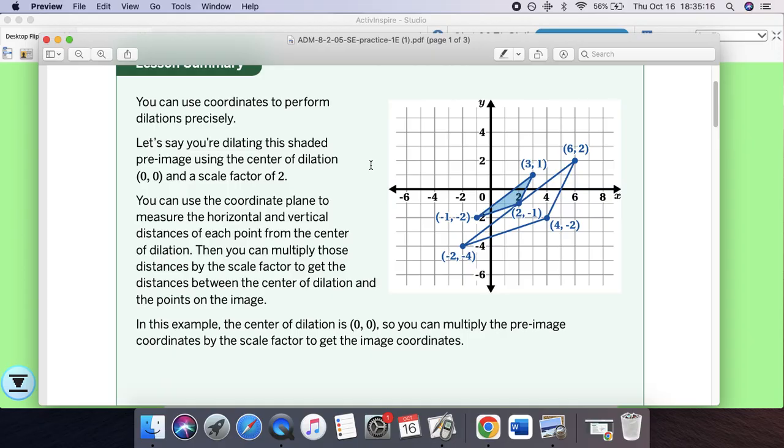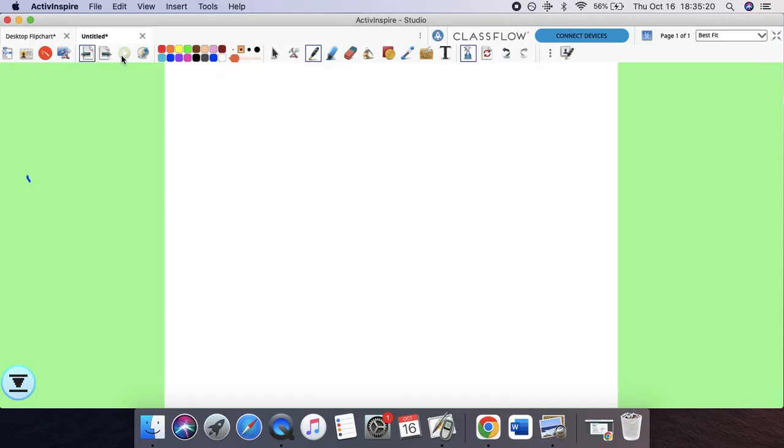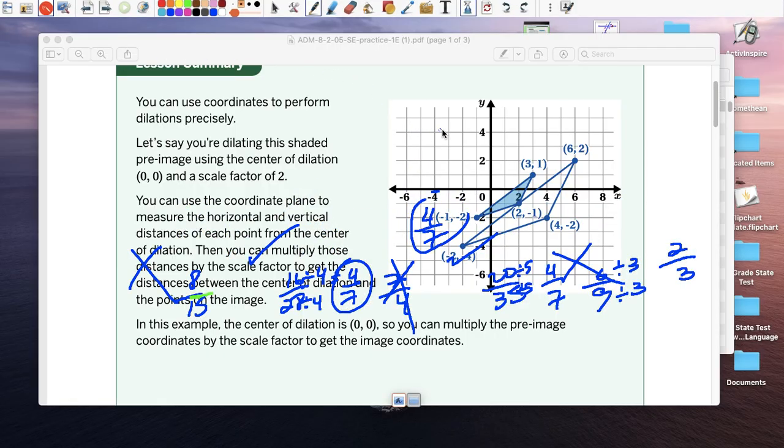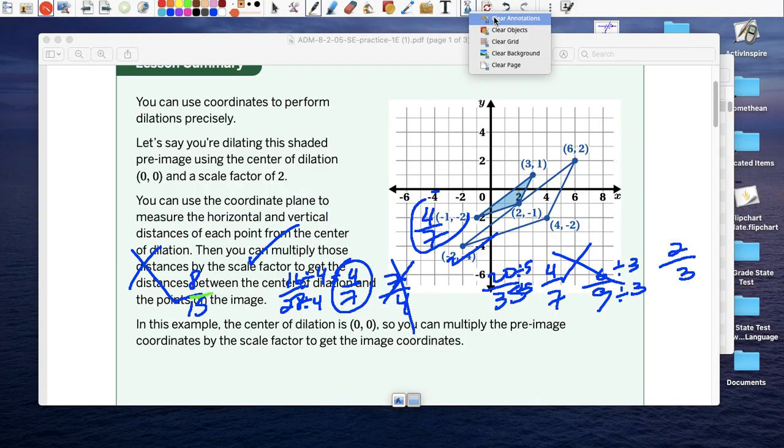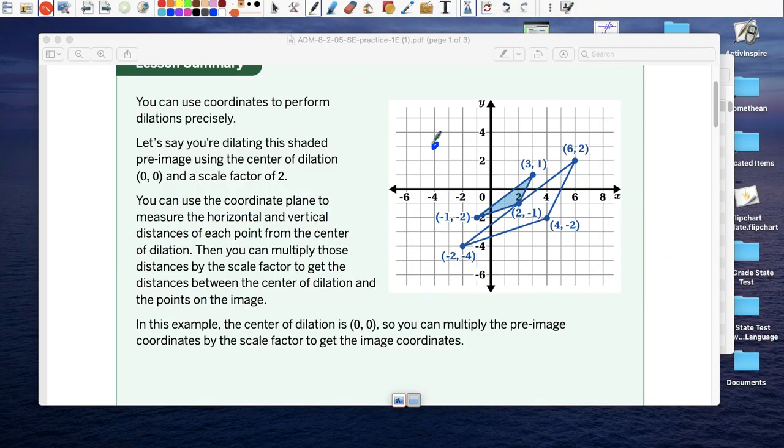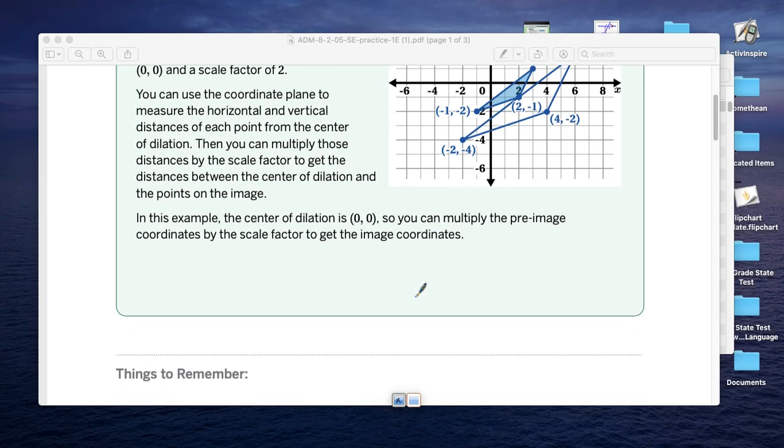If the center is not 0, 0 and ends up being somewhere over here, let me clear it up. Let's say the center of dilation is here, then you're going to have to start counting and then scale up or scale down that distance that you counted. Let me use an example. Hopefully we'll get to some examples where I can clear that up for you.